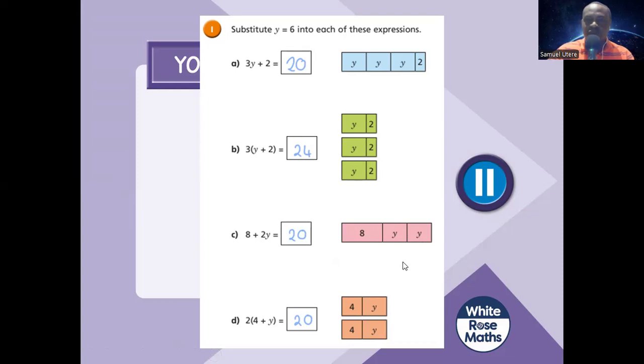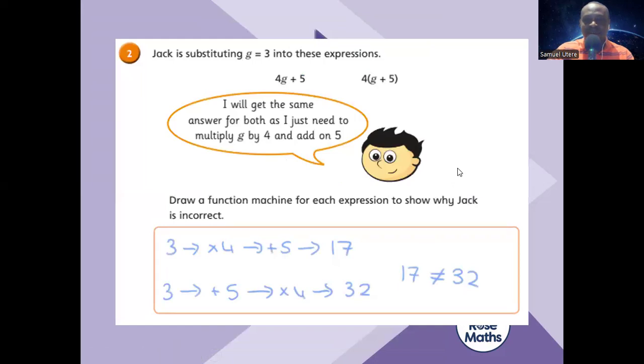I'm sure you got all of them right, and you should be celebrating. Give yourself a pat on the back. Well done. Question 2. Here is the answer.